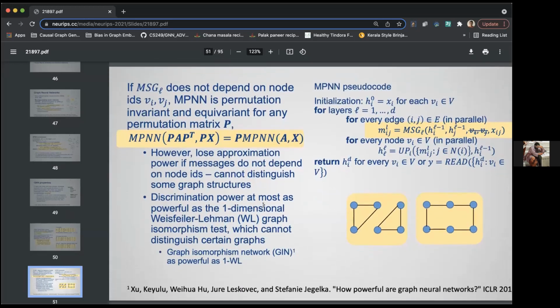So we actually can see that if the message function itself does not depend on the node IDs, so if we cross out the actual raw IDs for the nodes, then we get permutation invariance and equivariance for any permutation matrix P. But we will lose approximation power if the messages do not depend on the node IDs, because we will be unable to distinguish some graph structures, and this is related to the one-dimensional WL graph isomorphism test.